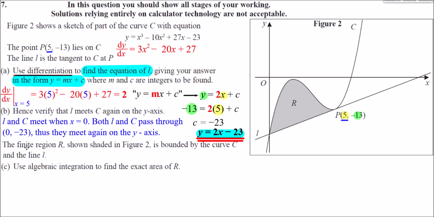Finally, part C, the finite region R is bounded by the curve C and the line L. So use algebraic integration to find the exact area of R. There's a few different ways of doing this, and different teachers may explain it in different ways. And if you were to search out a different video, no doubt a different video would explain it a different way. A common way of doing this is to consider this as being the area trapped in between the x-axis, a curve, and a straight line. So what we could do there would be to take the integral from this point and that point for x of the curve, then minus the integral of the line.